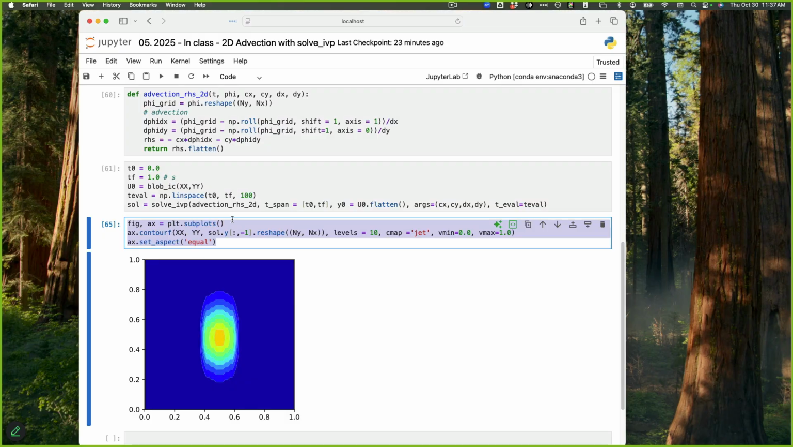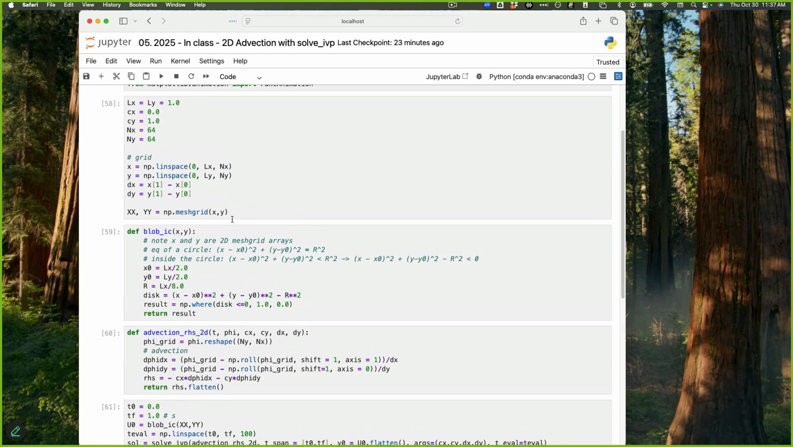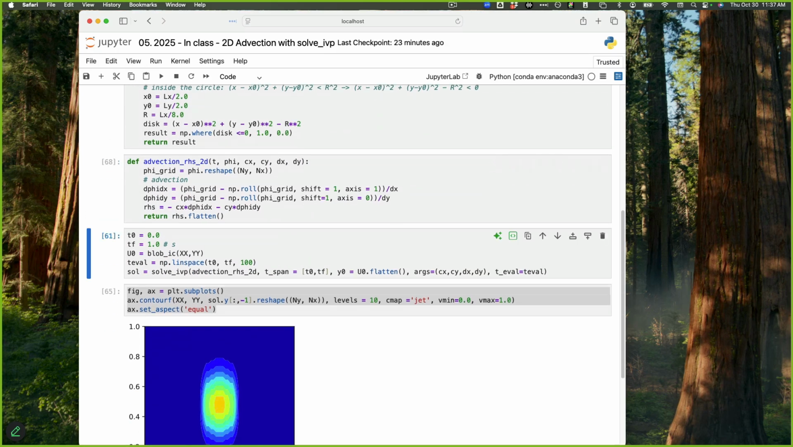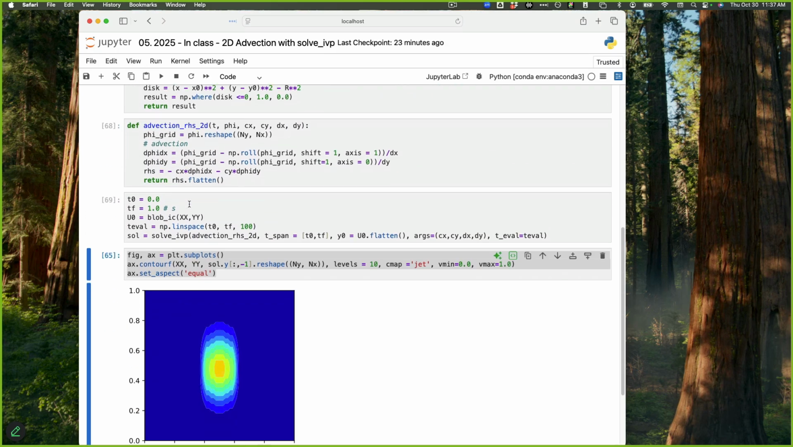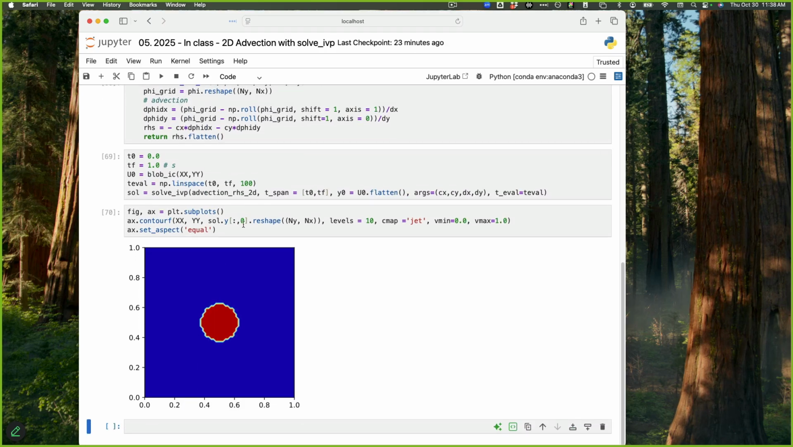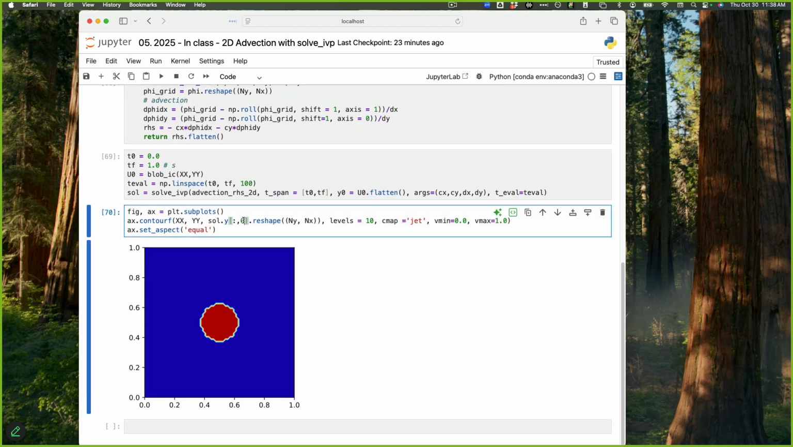Now let's advect it in both directions. Let's put cx 1 and cy 1. It should go straight to the corner. Agreed? Symmetrically. All right, so let's do 1 and 1. It's going to diffuse a lot. And it's going to get really weird now because you are periodic in all directions, so you're going to start seeing it show up in all sorts of weird ways.